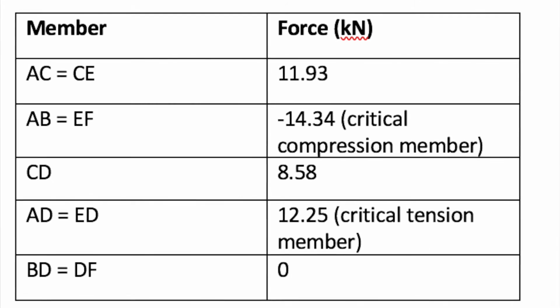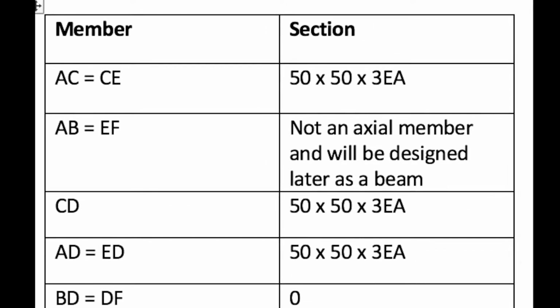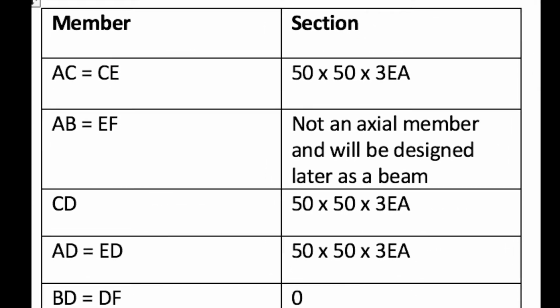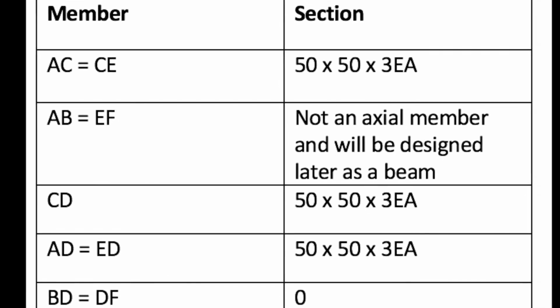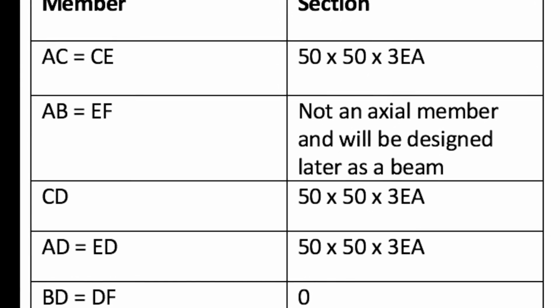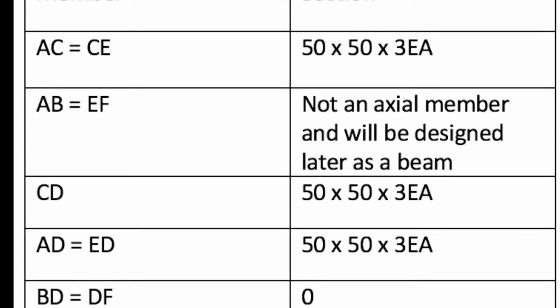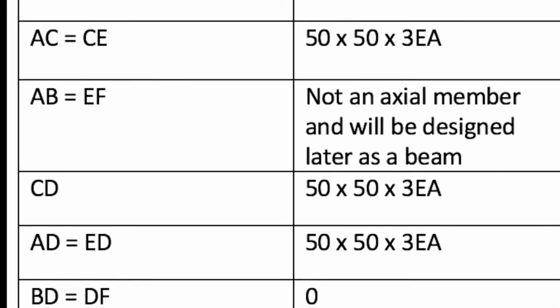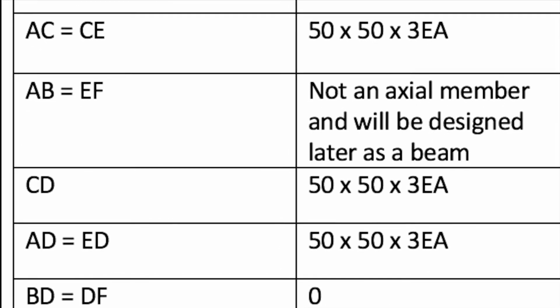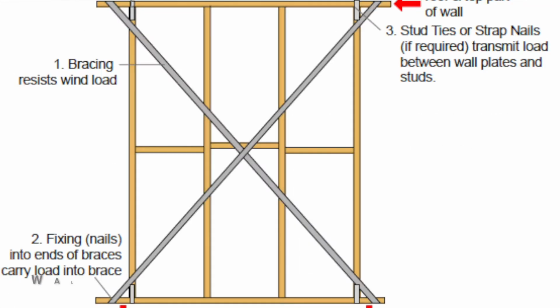For members under tension, equal angle sections can be used, and for members under compression, rectangular hollow sections can be used. These sections are the best to use as they are the most economical while still being able to carry out the amount of load they will experience.